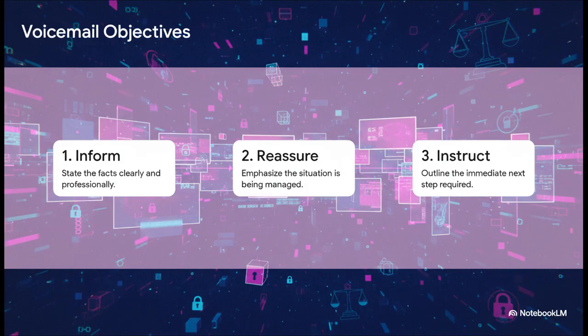So, picture this. You have to make that first urgent phone call to a colleague, maybe someone in PR. Your goals have to be crystal clear. Number 1, inform. State the facts clearly. 2, reassure. Show that the situation is being managed. And 3, instruct. Tell them exactly what the immediate next step is. This is all about control, not panic.